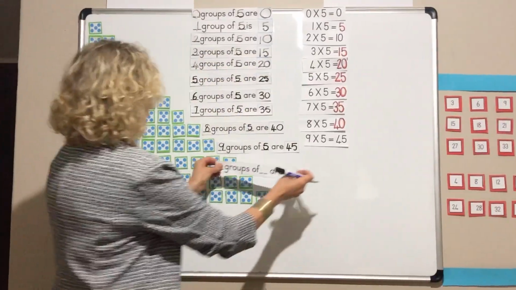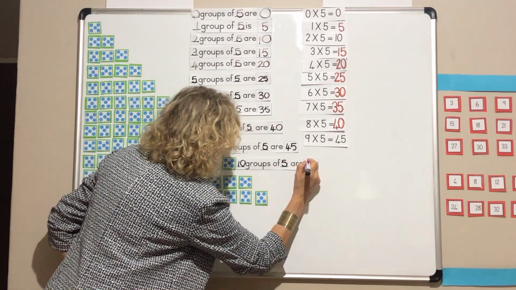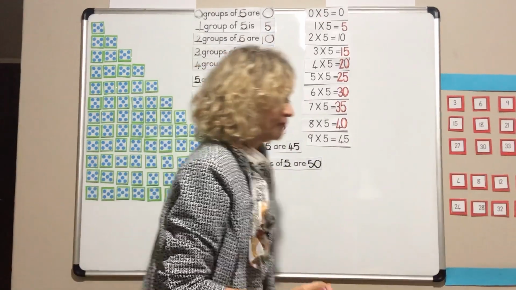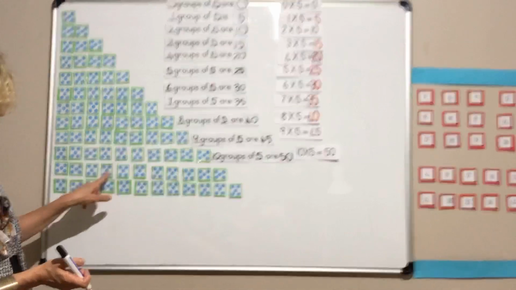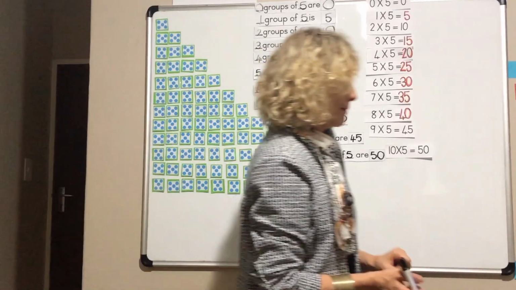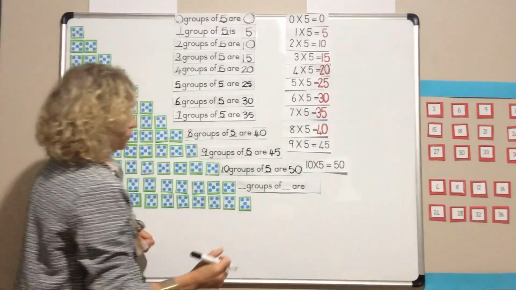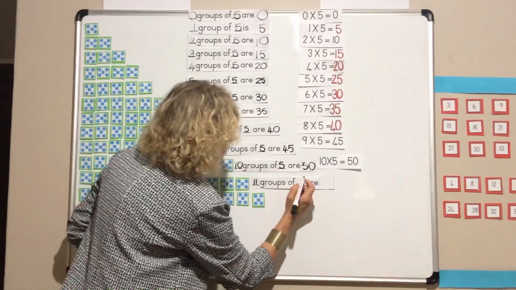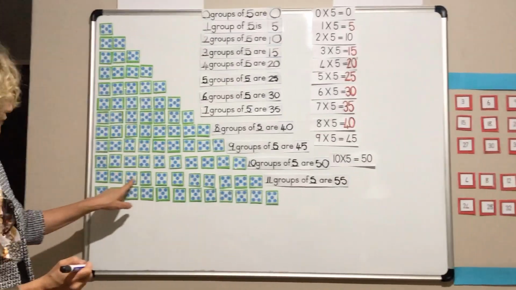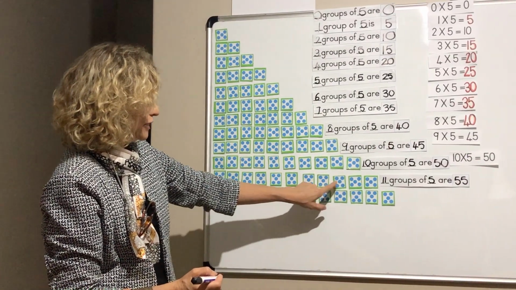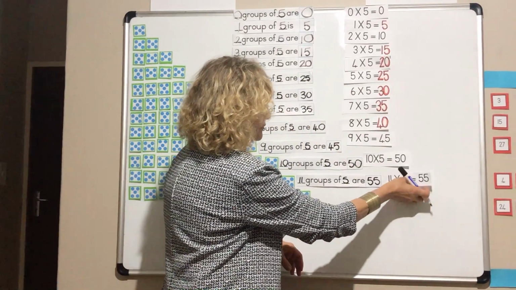That's correct. I heard some of you say the answer already. 10 groups of 5 will be 50. Well done. So, 10 times 5 is 50. 1, 2, 3, 4, 5, 6, 7, 8, 9, 10, 11. We're going high today. You can go up to 100 times 5 if you want to. 11 groups of 5 are 55. Let's count. 5, 10, 15, 20, 25, 30, 35, 40, 45, 50, 55. And 11 times 5 gives you 55.